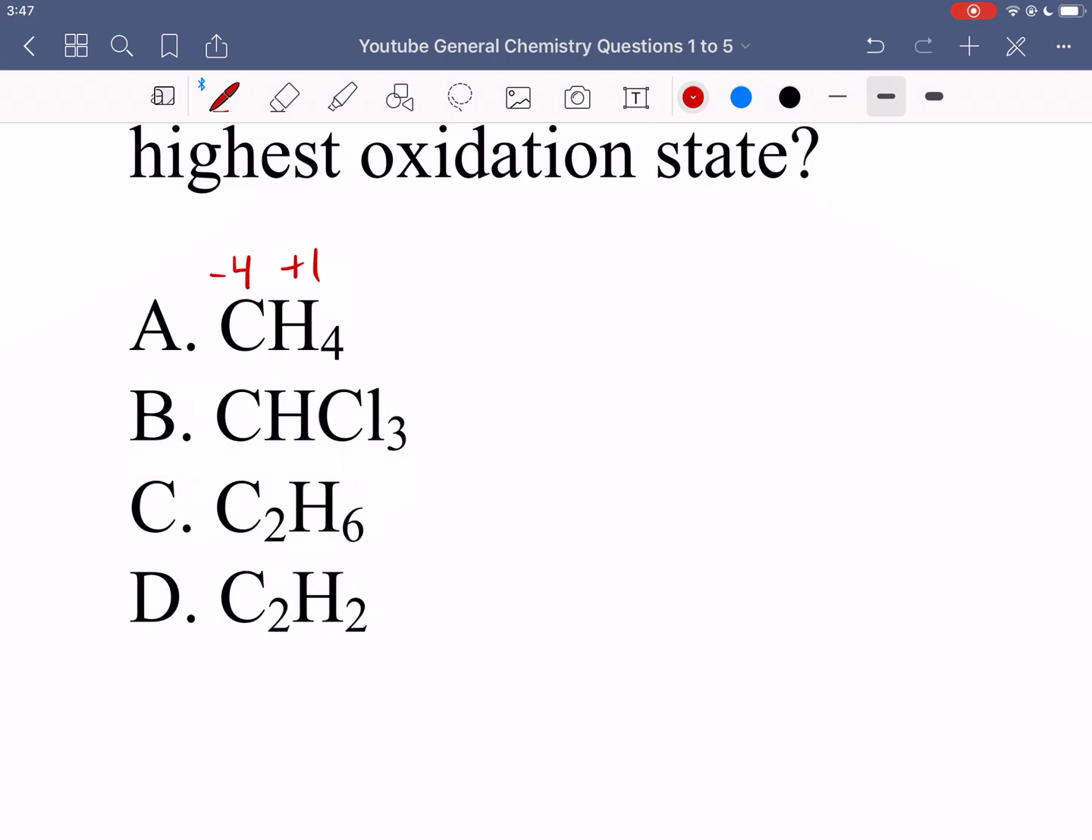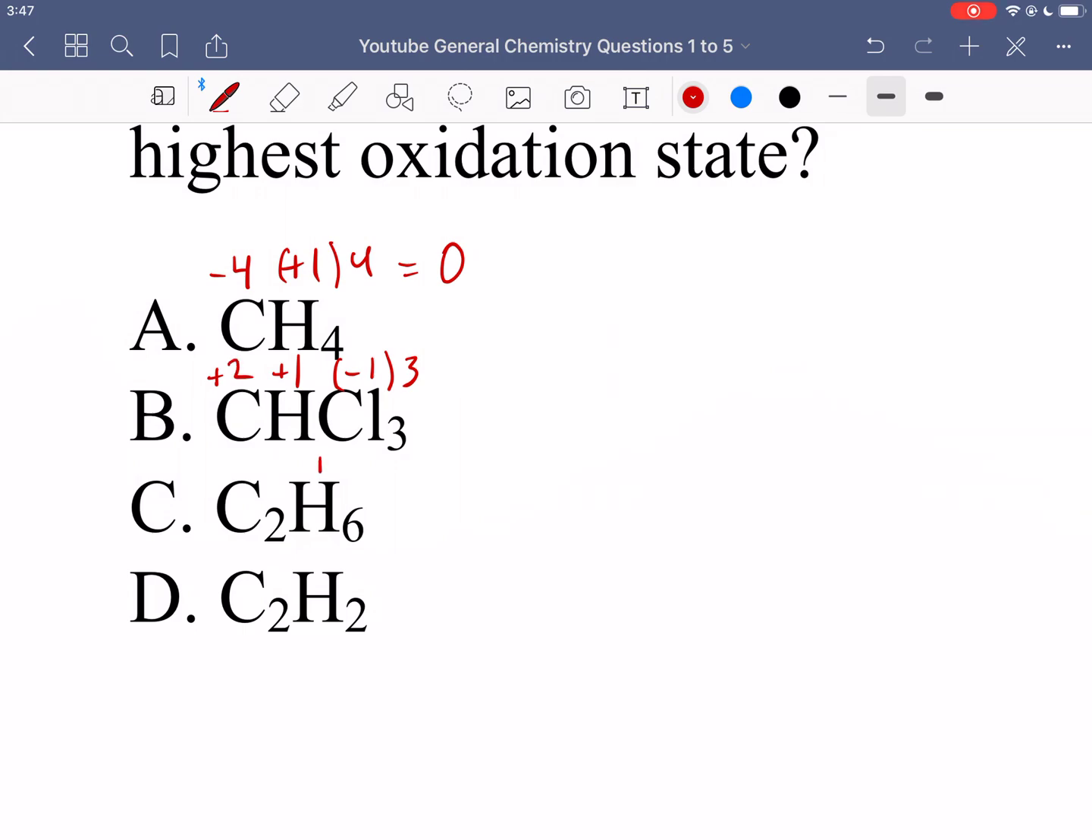Because -4 plus +1 times 4, because there are 4 hydrogens, is going to equal 0, and that's correct because we need to have an overall 0 charge, a neutral molecule. So -4 is the oxidation state for the first one. In this next one, we have +1 on the hydrogen, -1 on the chloride, because all the halogens have a -1 oxidation number, but there are 3 of those. So we have -3, and then the +1 gives us right now a -2 charge. Therefore, carbon has to have a +2 charge.